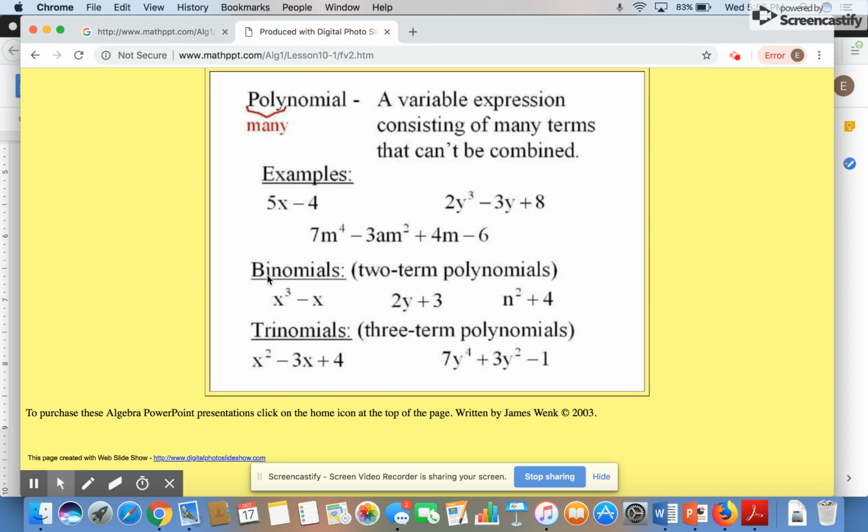Now binomial, bi means two, so it's just a two-term polynomial. There's a term and there's a term, and they're separated by either a subtraction or addition sign. Same with this, there's two terms, so it's a binomial. Tri means three, so these are three-term polynomials. 1, 2, 3 terms.